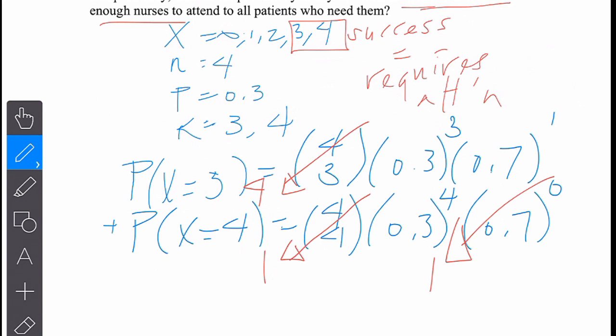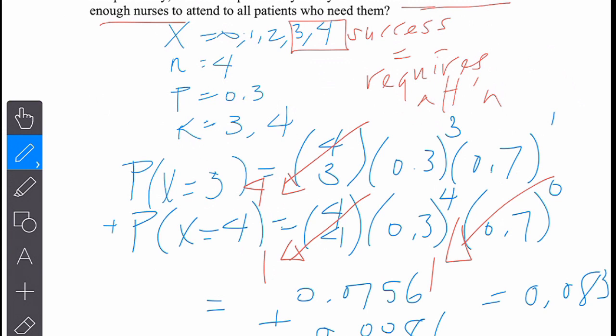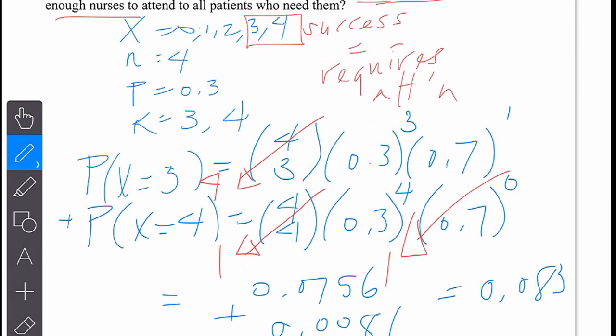So I get 0.0756 plus 0.0081. So you have 0.0837, and that's the answer.